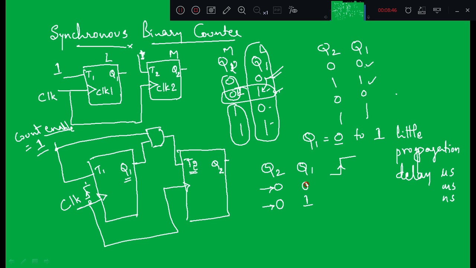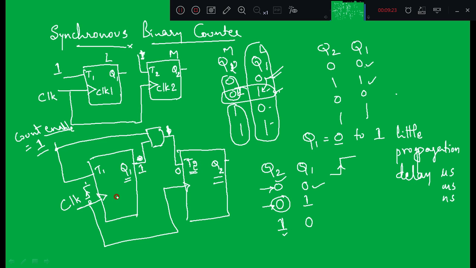What is the previous state of Q1? It was 0. So one input of the AND gate is 0, the output will be 0, and T2 will be 0. When T2 is 0, the second flip-flop stays in its previous state. Now the next state will be 1 0. That means when Q1 is 1, the previous state of Q1 is taken. Q1 is 1 and count enable is 1, and 1 and 1 is 1. This is connected to T2, so since T2 is high, Q2 toggles.